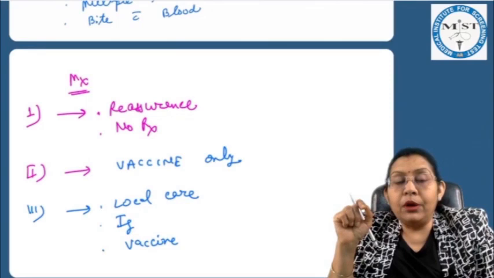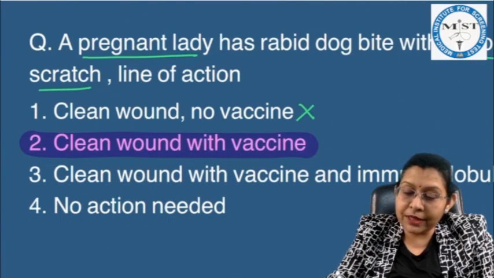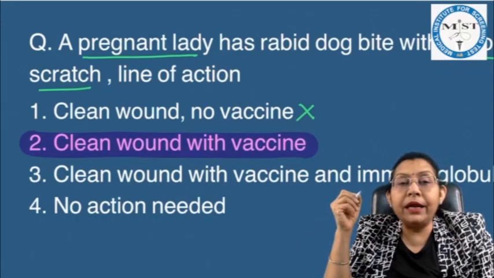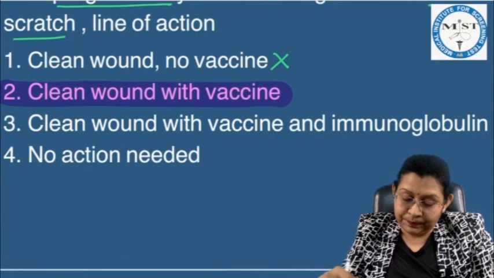So coming back to the question, as it is a grade 2 bite, the options are: clean the wound, no vaccine. No, we are required to give the vaccine, so this is not a correct option. Clean the wound with the vaccine, yes. Clean the wound with vaccine and immunoglobulins? As for grade 2, immunoglobulins are not required. So the correct answer is that we have to clean the wound and give a vaccine, because anti-rabies vaccines are safe in pregnancy.